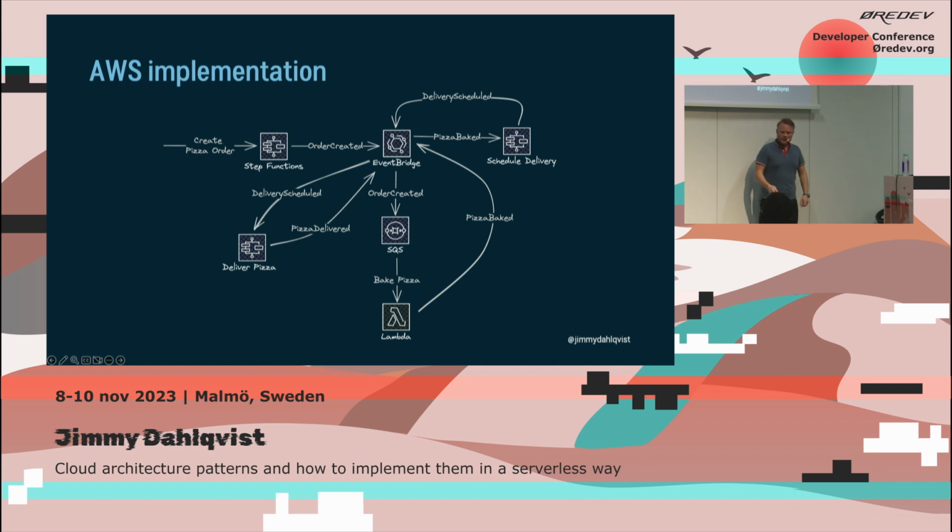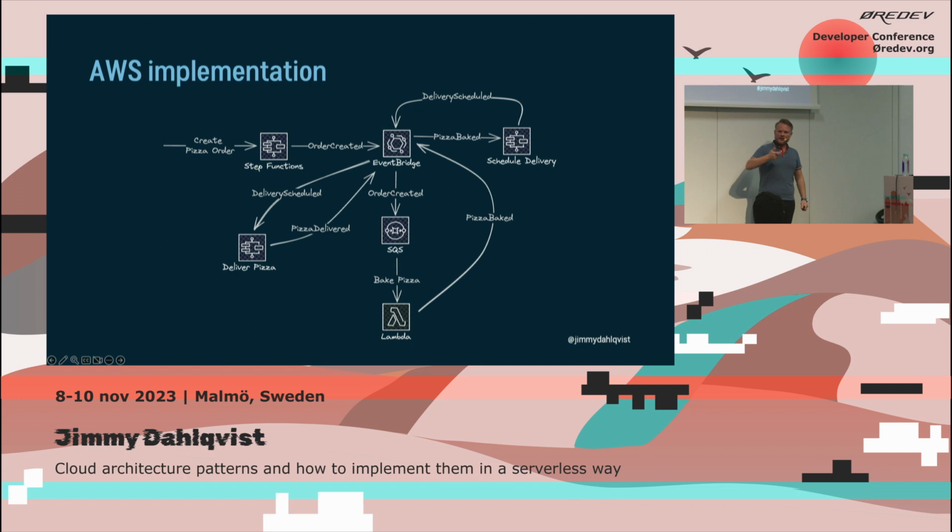When we have created an order, we have our oven responding to that. It will pick up the message order created, add it to an SQS queue, and then start baking the pizzas at the pace that the oven can handle the baking. As soon as the pizza has been baked, it posts a domain event, pizza baked, onto the event bus. That's the second transaction in the saga.